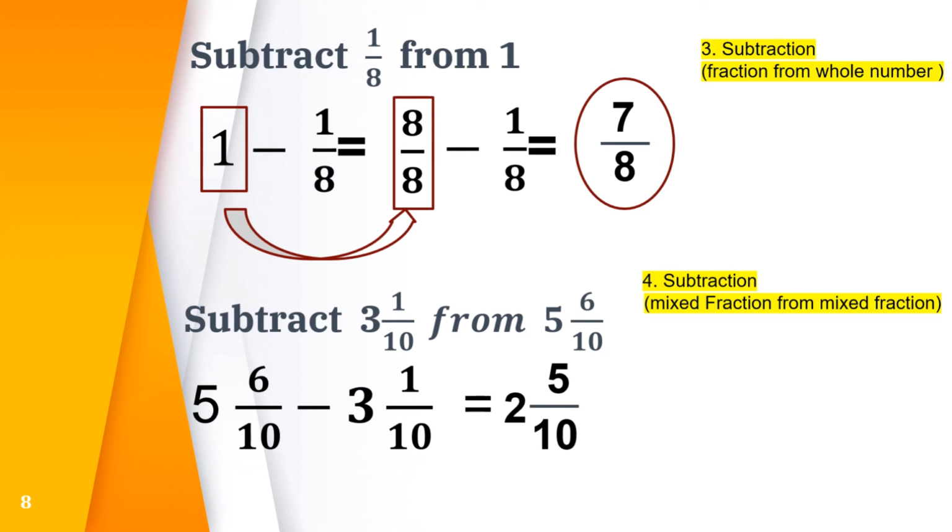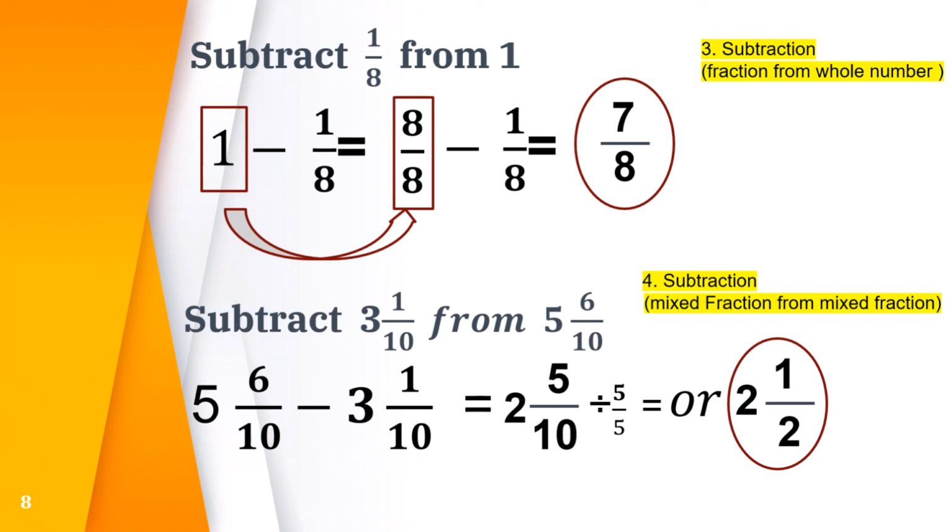Then, analyze natin. 2 and 5/10 ay lowest term na ba? So, hindi. So, isip natin ulit yung greatest common factor ng 5 and 10. And that is 5. So, 5 divided by 5 is 1. Then, 10 divided by 5 is 2. Then, copyhin lang natin ulit yung whole number natin na 2. So, 5 and 6/10 minus 3 and 1/10 equals 2 and 1/2.